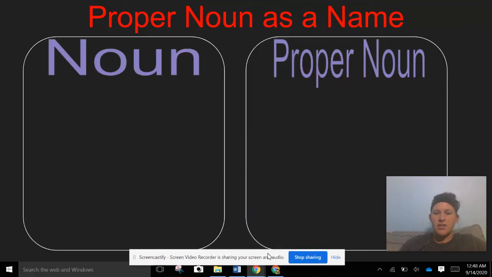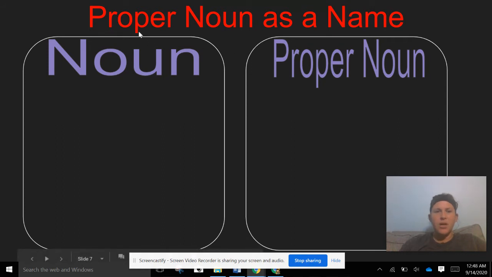All right, we move this down here. That thing's always in the way. Proper noun as a name. So we have regular nouns, and you went over this with Miss Just and Miss Ramos the past 2 weeks. So regular nouns are just anything that describes a person, place, or thing.